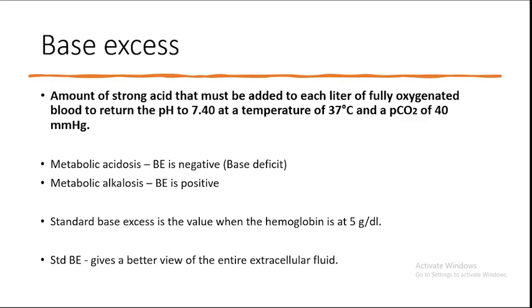So if a patient is alkalotic, the base excess is positive. That is to say, you need to add acids. But if a patient is acidotic, there is no excess of bases, but there is a base deficit, so it will give you a negative value.